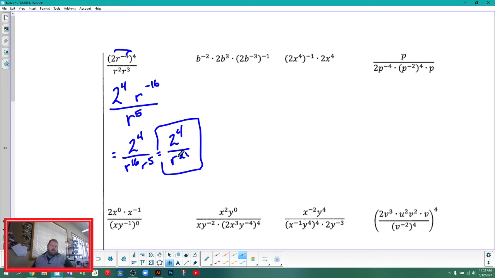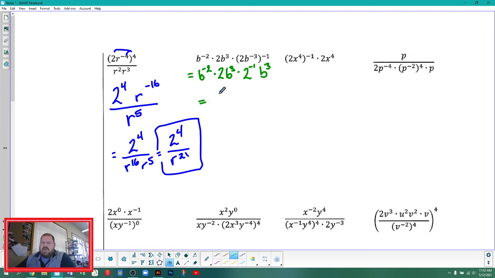All right. Next one, I've got a lot of negatives, but I'm going to simplify some things before I get too crazy with it. I'm going to leave this b to the negative 2. I know that it needs to go in the bottom, but I'm going to deal with this part first. 2 has to be raised to the negative 1 power, and b actually turns out to be negative 3 times negative 1, which is positive 3. So that one's actually okay. I'm going to end up moving a b squared to the bottom and a 2 to the bottom.